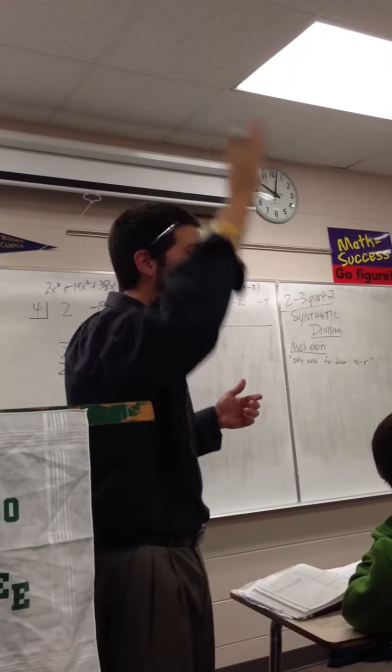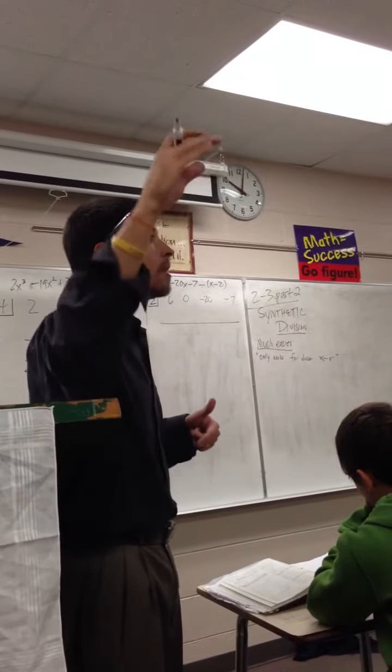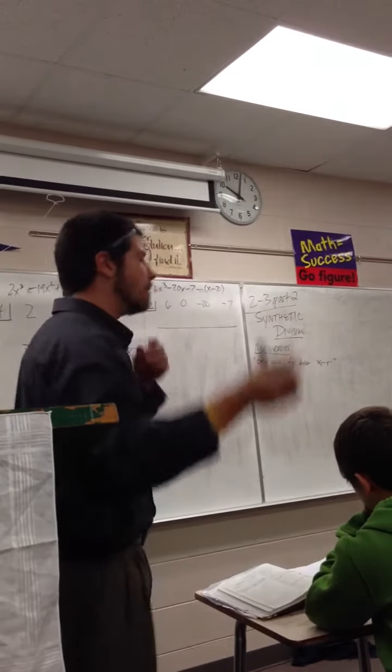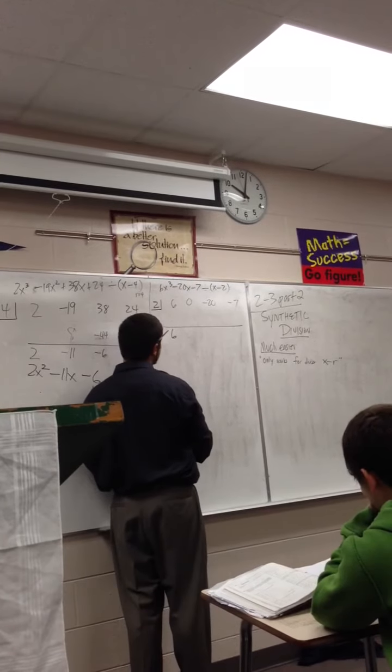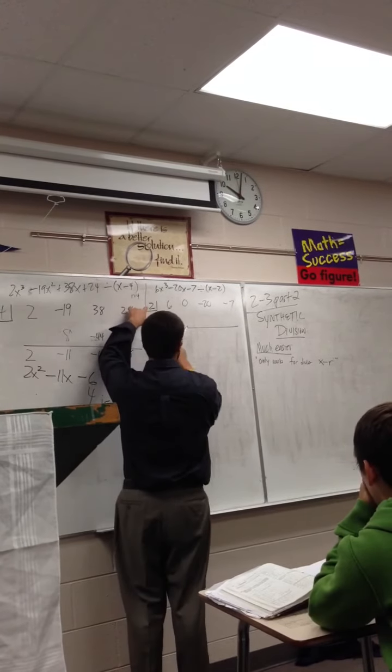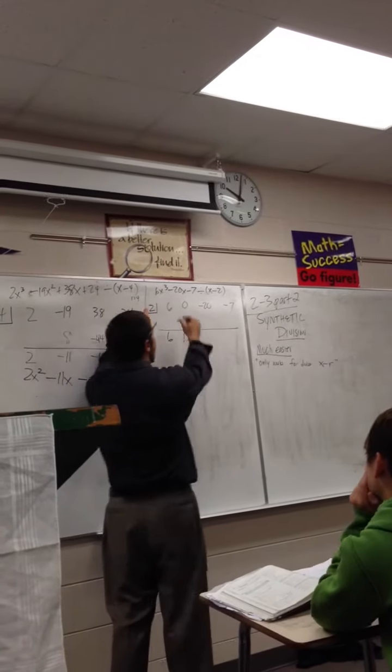Multiply around, add them up. Now, my first number 6 is dropping down. Okay, multiply around. 2 times 6 is 12, add them up is 12. Because the first number always drops.